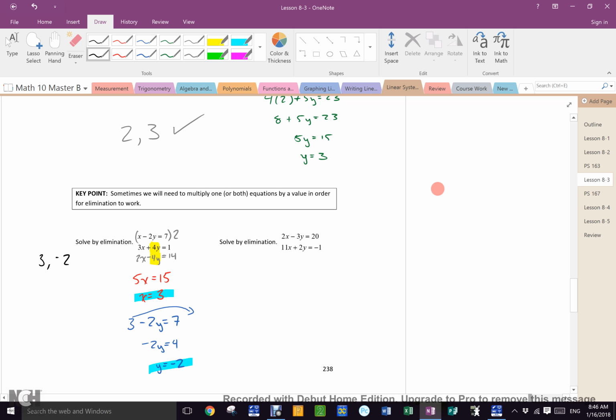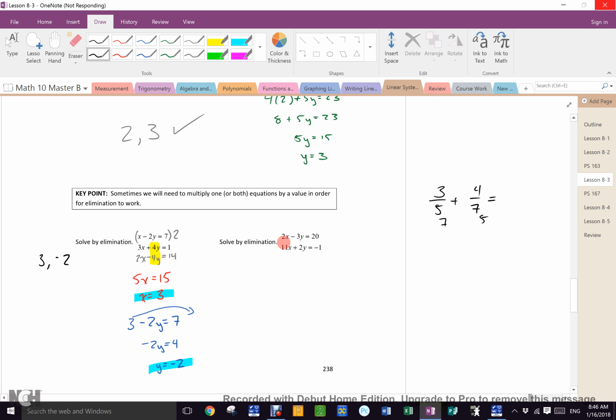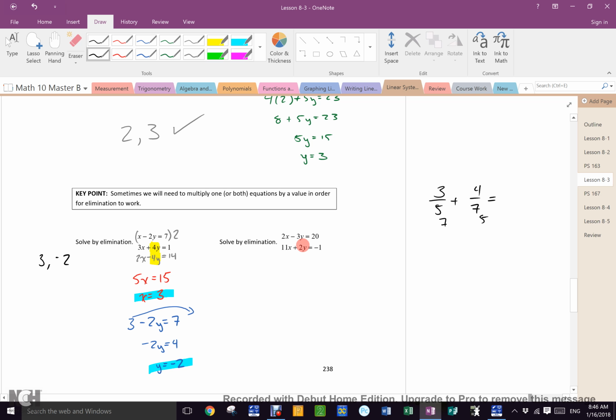I'll show you an example. 3/5 plus 4/7. How would you have done that back in grade 3? What's the easiest way to find that common denominator? Multiply that guy by 7 and that guy by 5, correct? So what would be the easiest way to make 2 and 11 the same? Multiply the 2 by 11 and the 11 by 2. Would that work? Okay. How would I do 3 and 2? Same thing. I would multiply the 3 by 2 and the 2 by 3, right? Does it matter which one I do? As long as I eliminate.